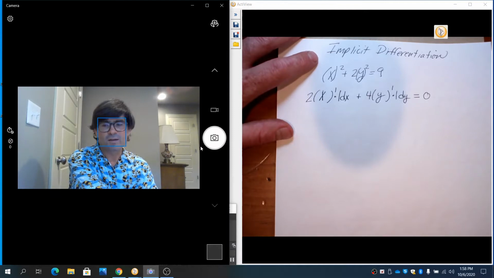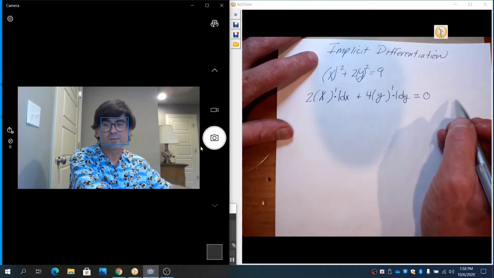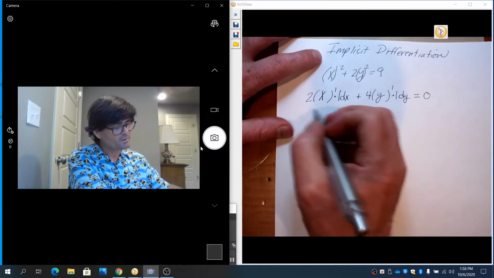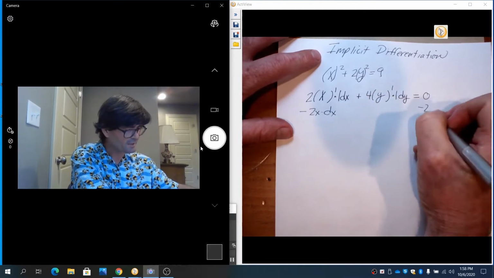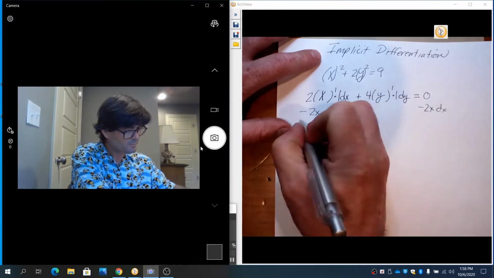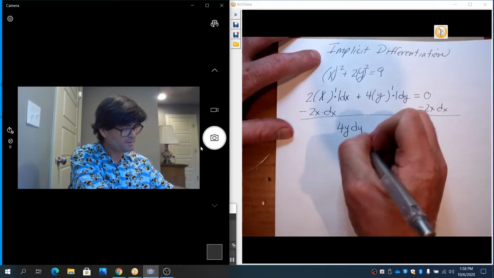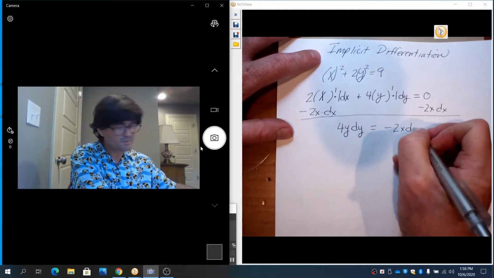So now the goal is to get dy over dx. That means I need to take all my terms that are dy terms, keep them on the left, all the dx terms, move them over to the right, and then we can do some division and get what we want. So I'm going to do minus 2x dx on both sides. And I get 4y dy equals minus 2x dx.